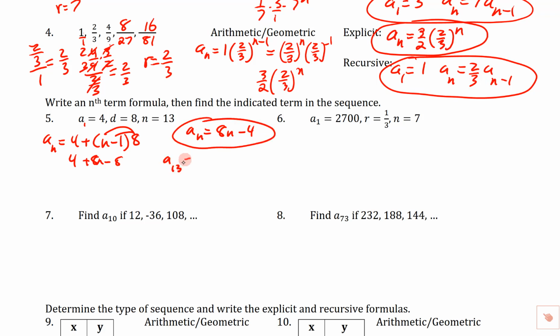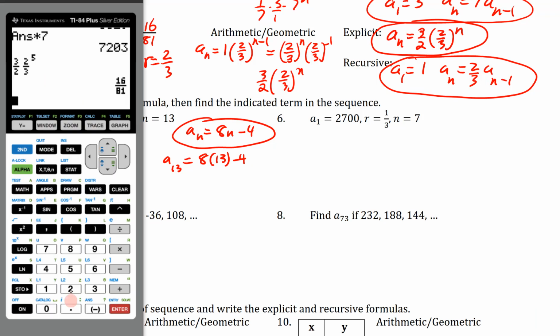And now we want the 13th one. So this is going to be 8, and we're going to plug the index in here, and then we're going to subtract 4. So let me grab the calculator for that one just to make sure. So we're going to do 8 times 13, and then we're going to subtract 4. We end up with 100, okay?